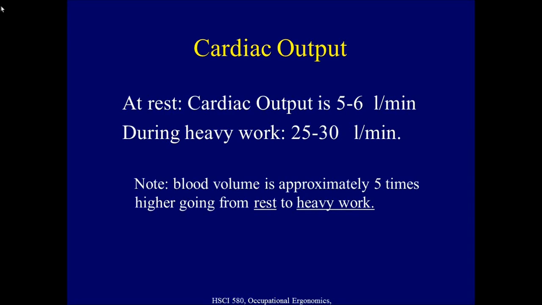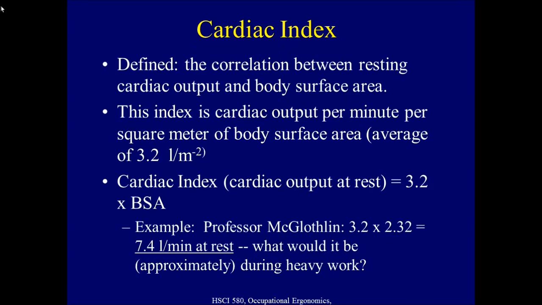This is for an average size individual, about 157 pounds or so. The blood volume is approximately 5 times higher, obviously, when going from rest to heavy work. And this is scalable, especially if you're looking at a larger individual or a smaller individual in terms of the amount of blood per minute. So if we look at the correlation between resting cardiac output and body surface area, this index of cardiac output per minute per square meter of body surface area is about 3.2 liters per meter squared.